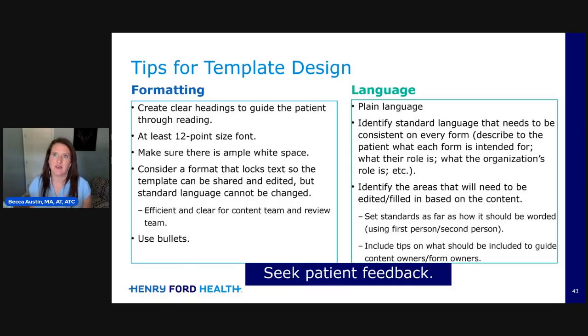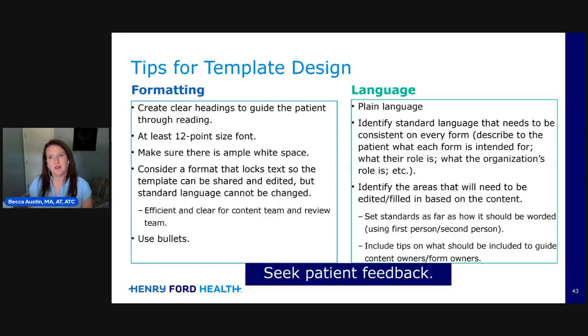We found outlining those headings in bold, but then having the outline boxes were really helpful. And I'll share that on the next slide as far as our patient feedback. We found that particularly helpful to organize and make it a little bit cleaner and easier to follow. Things like at least 12-point size font, if not bigger, ample white space.